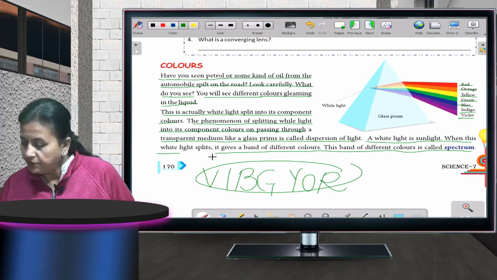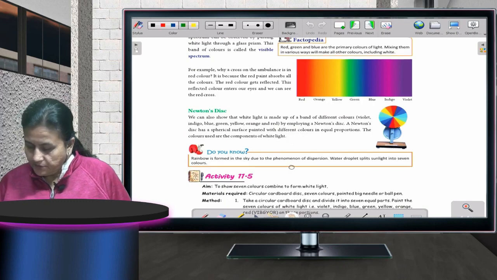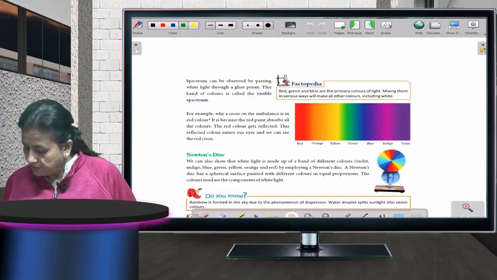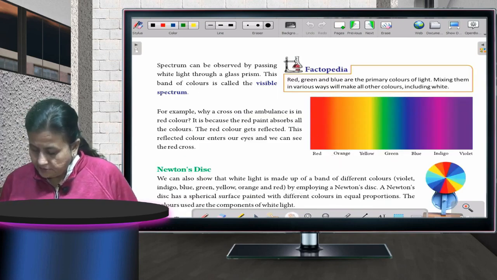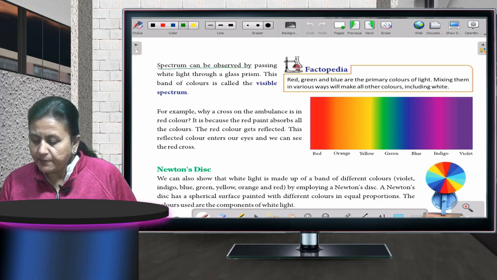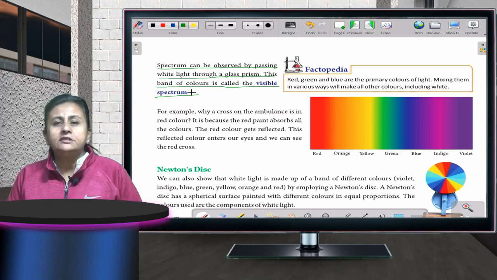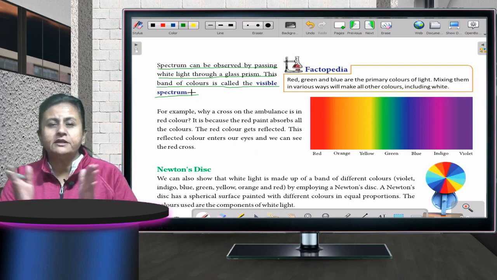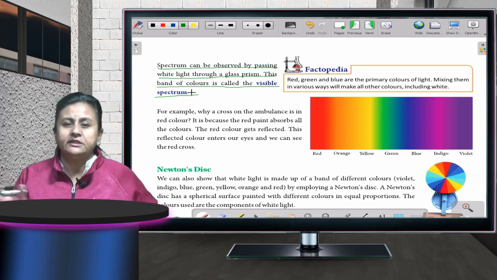Fine, children. Now come to the next one. Can you all see? Fine now. Spectrum can be observed by passing white light through a glass prism. This band of light is called the visible spectrum. As I told you, there are 7 colors, and whenever this light passes through the prism, it splits into these 7 colors. Actually, the sunlight is white in color, but when it passes through the prism, all the colors get separated.